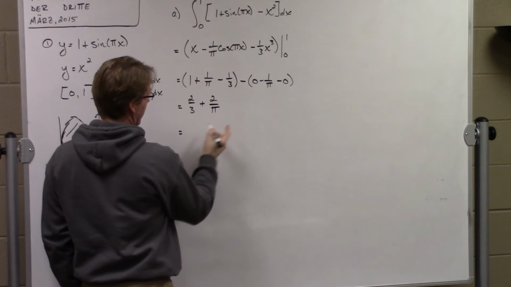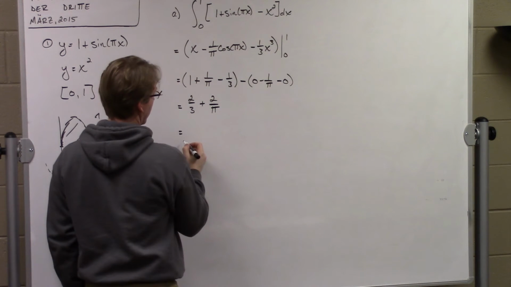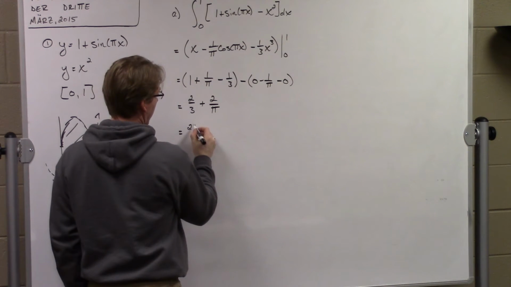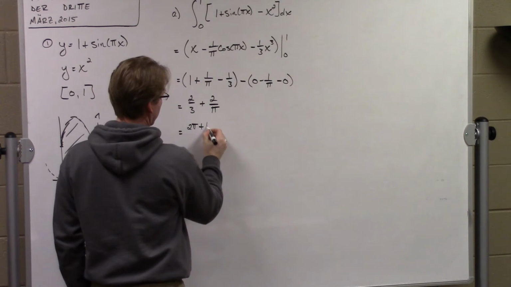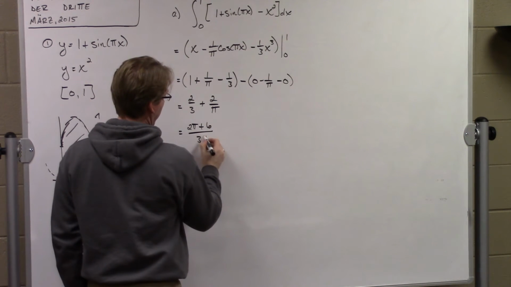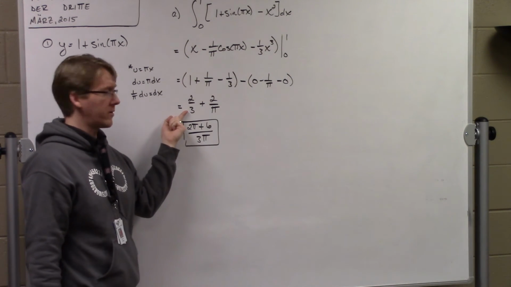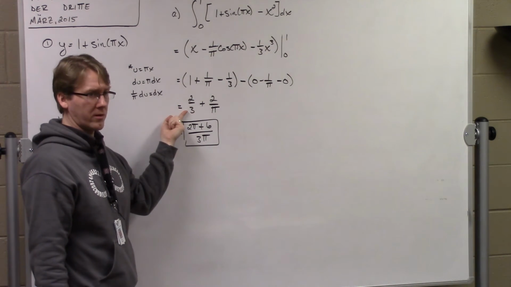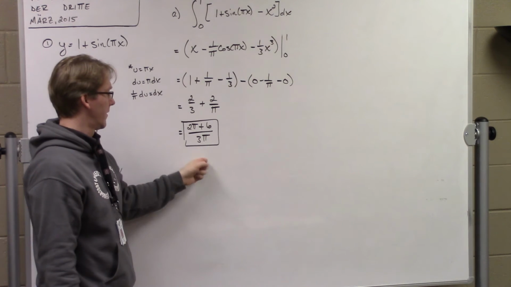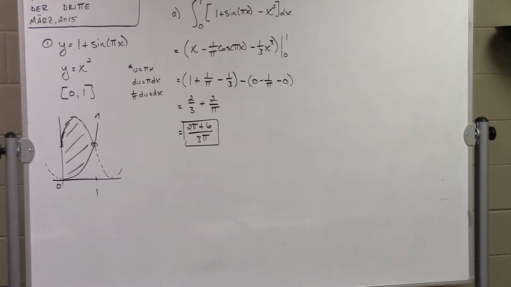Common denominator is going to be 3 pi, so this is going to be 2 pi plus 6 over 3 pi. This would have been an acceptable way to stop right here. If you'd gotten to this point, you could have quit without putting your fractions together, that's fine. That's what it would look like if you stuck them together.